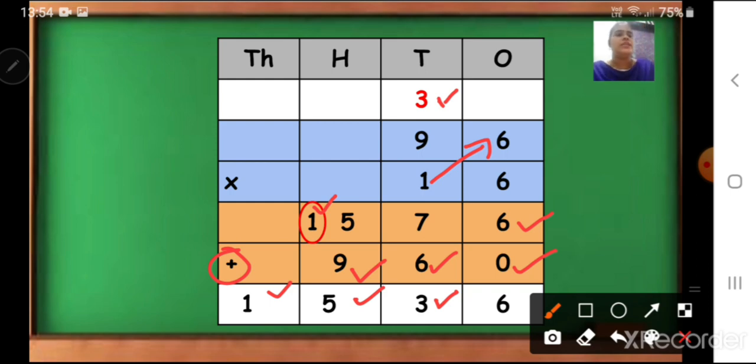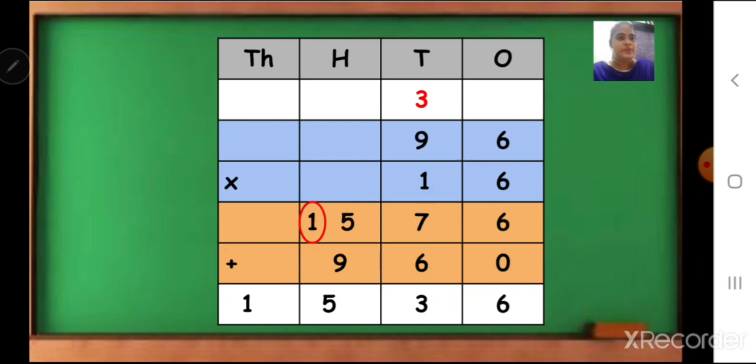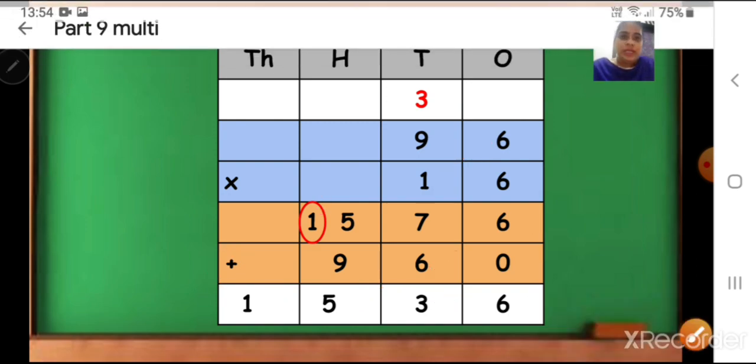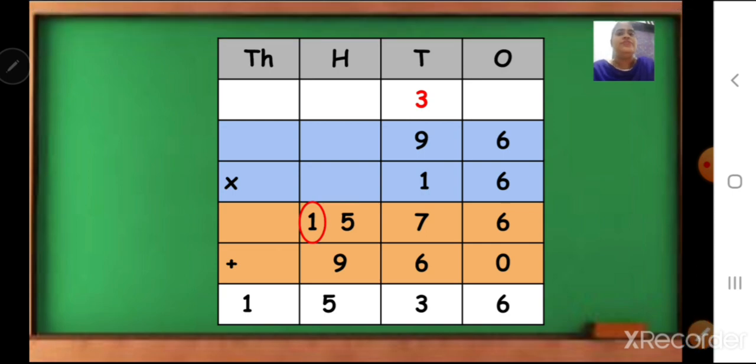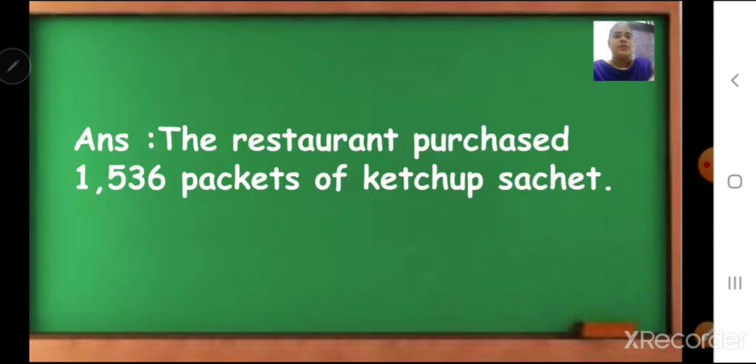So what answer did we get after multiplying? 1536. After doing the multiplication, you have to write the final answer. So the answer is: the restaurant purchased 1536 packets of ketchup sachets. You have to write all of them properly on one page. Got it?